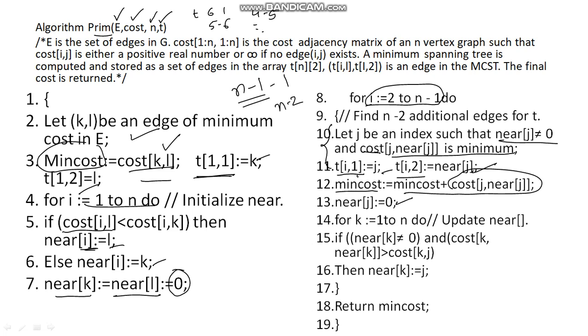Minimum cost we update. Minimum cost is equal to minimum cost plus current edge. Then near of j, whatever the currently selected edge is there, we make it as 0 because that is the need. And then we update the near values here. That is for k is equal to 1 to n. If near of k is not equal to 0 and cost of k comma near k is greater than cost of kj, then near of k is equal to j. And finally, we return the minimum cost. So this is how it works.